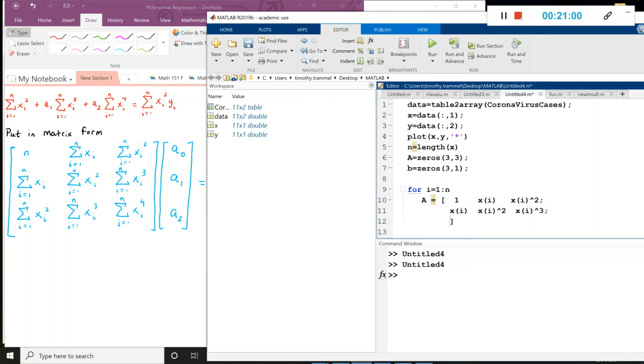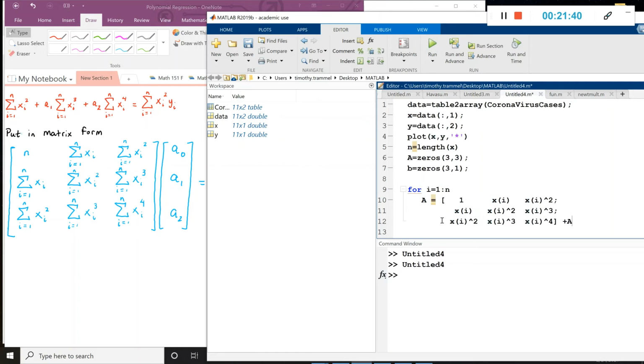And then on to our next row. It looks like this next one starts with x of i squared, and then x of i cubed, and then x of i to the fourth. Okay, and let's space all this stuff out so we can see it a little bit better. Yeah, I think that's a little bit easier to look at.